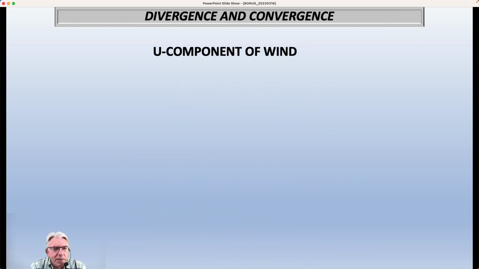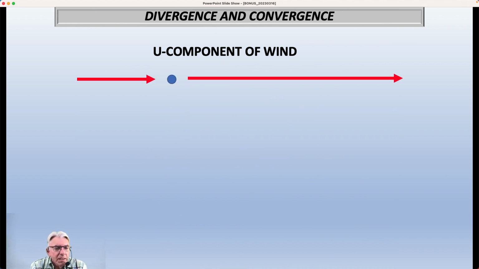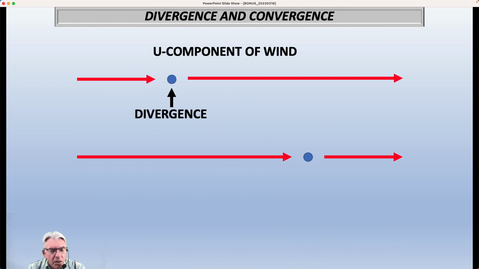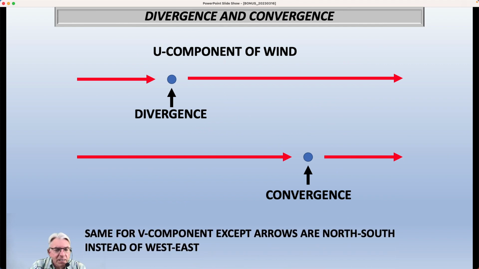All right, so let's talk about divergence and convergence here. At the little blue dot, if you have a light wind from the west and a stronger wind to the east of that location, and the lighter wind is to the west, then you have divergence going on because you're removing more mass to the east than you are bringing in from the west. So this is an example of divergence. Now, the opposite is true here, where you're bringing in more mass from the west than you are taking away to the east, and so at that blue dot, we call that convergence.